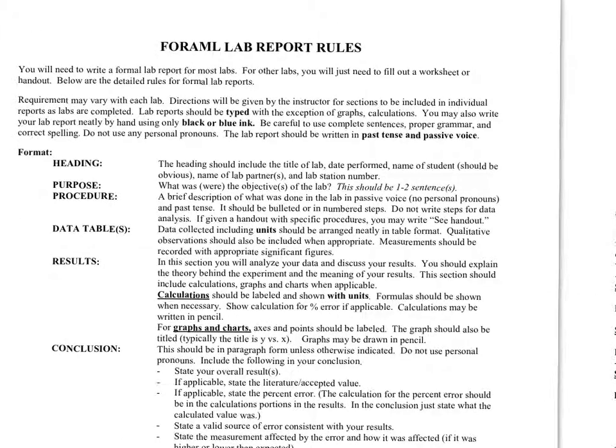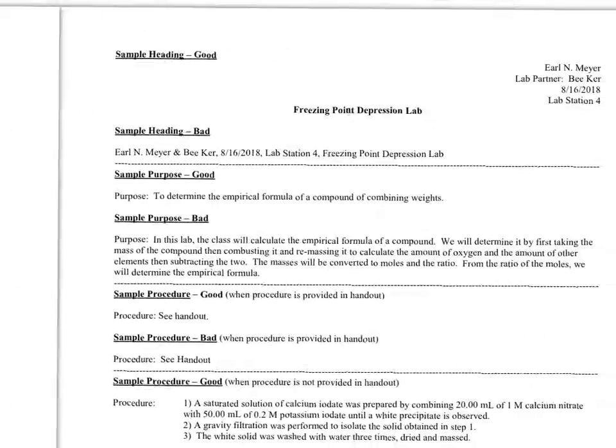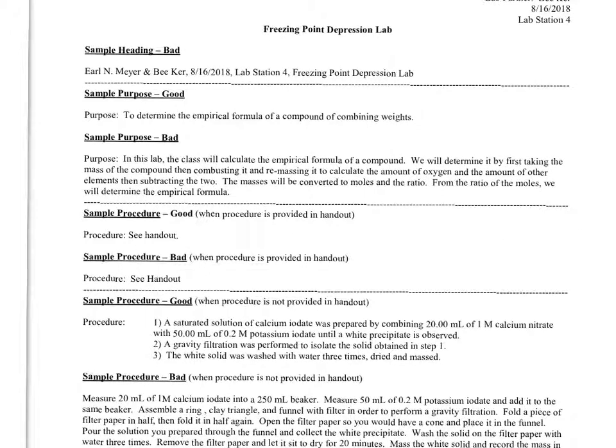The next part is the purpose. For the purpose, you write the word purpose, and then a colon, then you say what was or were the objectives of the lab. The purpose should only be 1 to 2 sentences maximum. So let's look at a good purpose. If you look at this one, it says purpose, colon, to determine the empirical formula of a compound by combining weights.